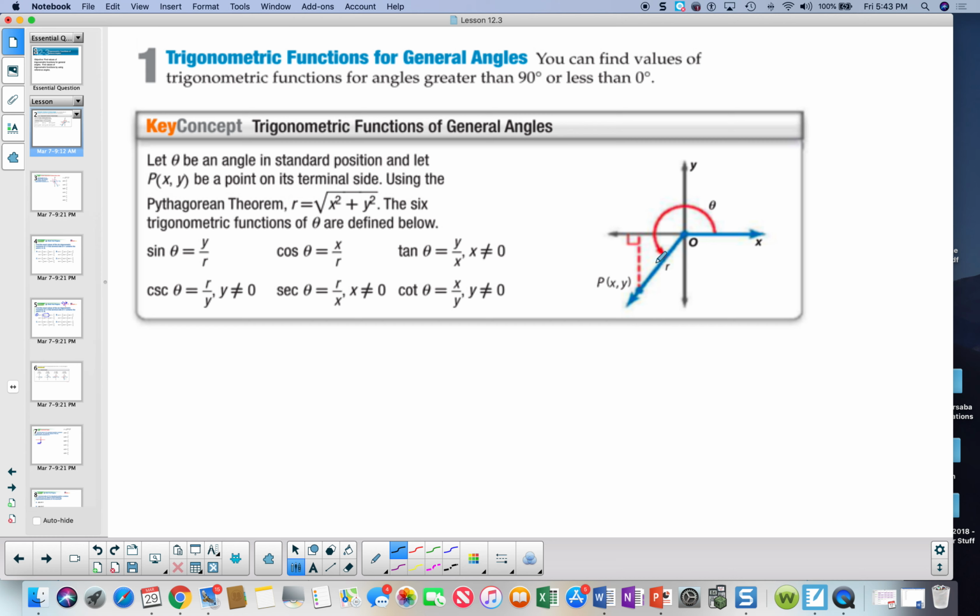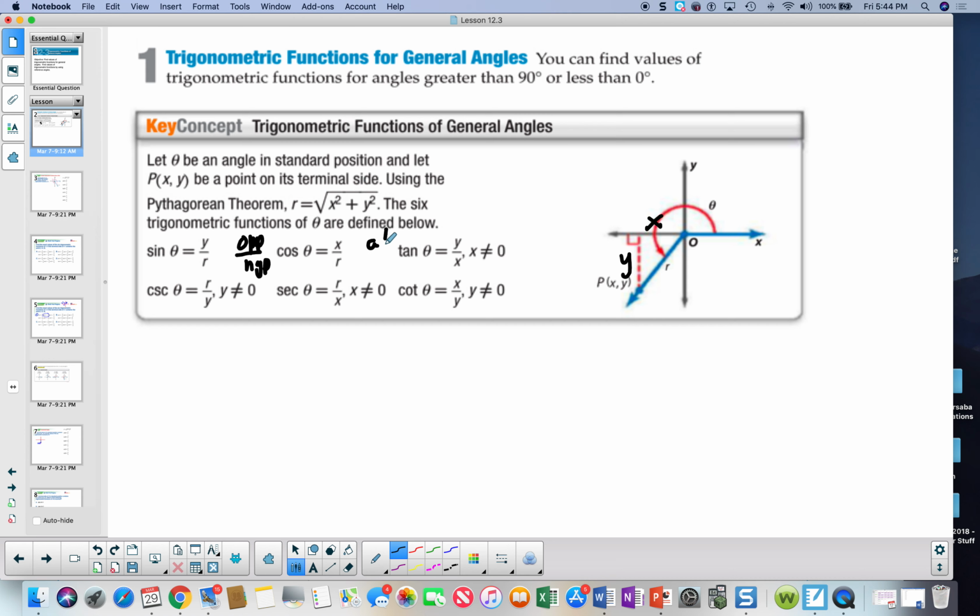Every angle can be made into a right triangle with the x-axis right here. And here's our point (x, y), where x is our x direction and y is our y direction, or up or down. Now, this right triangle is going to help us figure out the sine of theta. Sine has been opposite over hypotenuse, and in this case this angle's opposite is the y, and the hypotenuse is the radius, and that radius comes from the Pythagorean theorem using x squared plus y squared.